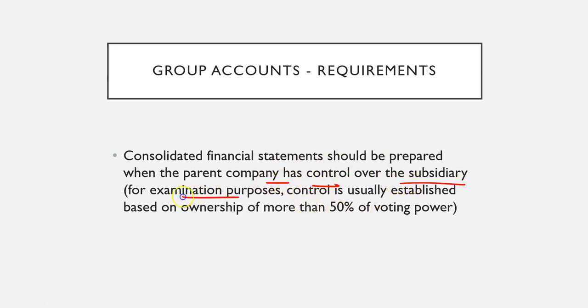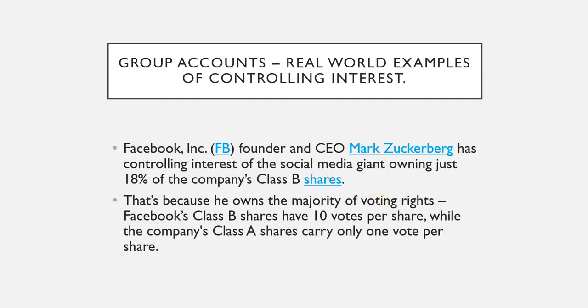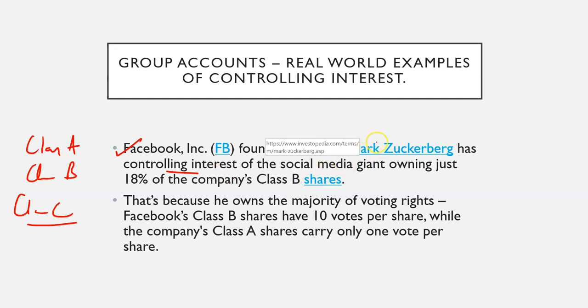And like I've said earlier on, for exam purposes, it'll always be more than 50%. Now, just to make it a bit more real, I highlighted here that most organizations now have several classes of the ordinary share. So you have a class A, class B, and even a class C of shares at ordinary share level. And look at this, Facebook is one. You can see here Facebook has a controlling interest.